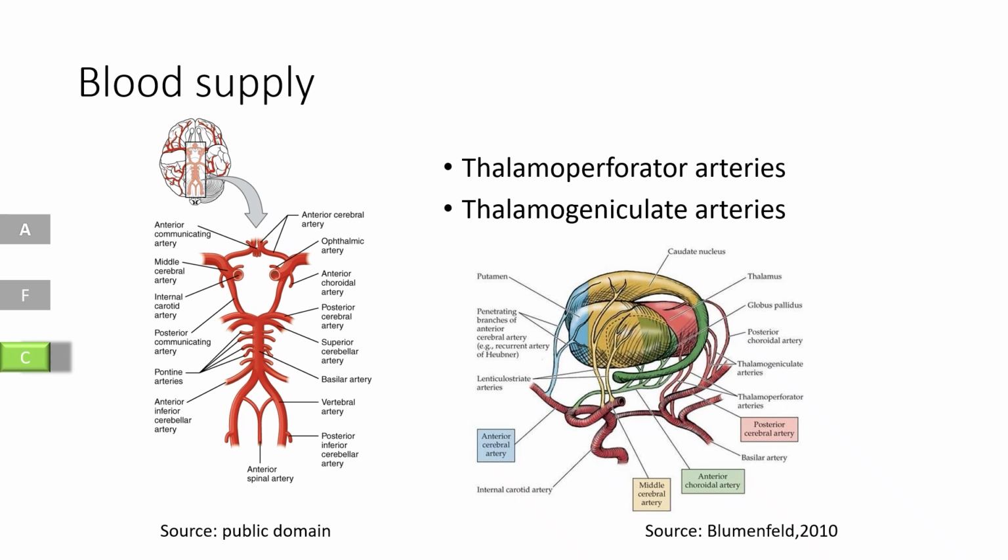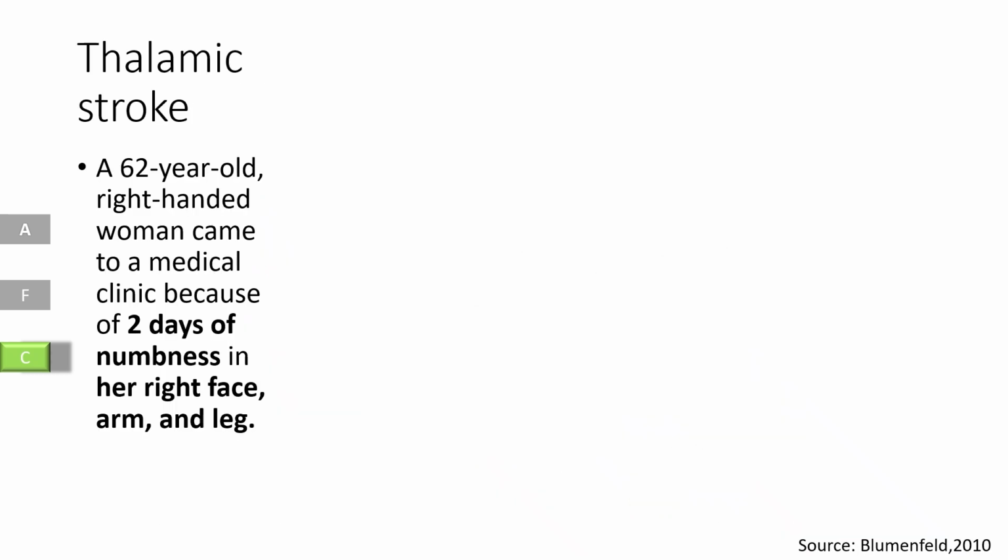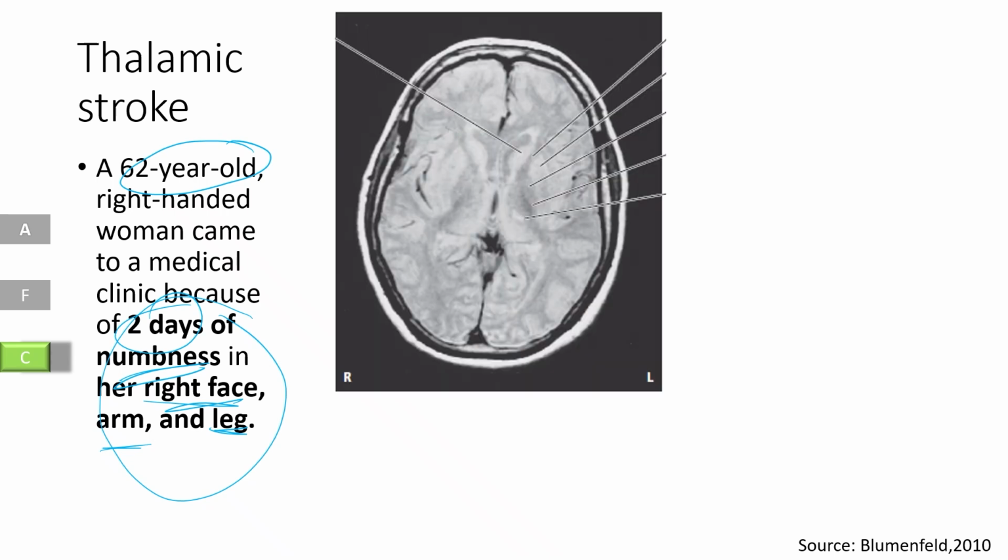Now we'll go to the clinical conditions that are associated with the thalamus. I have three clinical conditions that you need to know. One is a thalamic stroke. This is a case where a 62-year-old right-handed woman comes to the medical clinic because of 2 days of numbness in her right face, arm and leg. So there is a peculiar presentation where there are sensory symptoms for 2 days. Okay, 2 days. When an MRI was done, you can see an increased signal in this part.